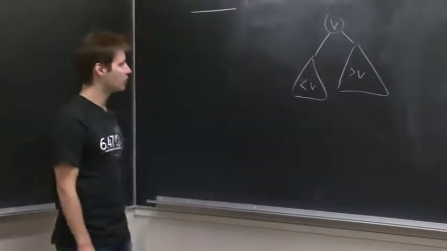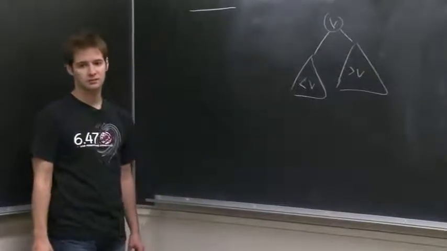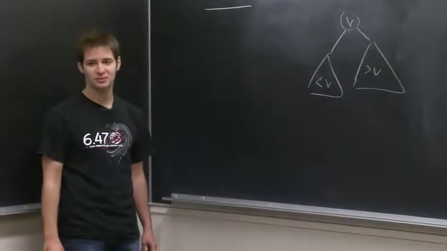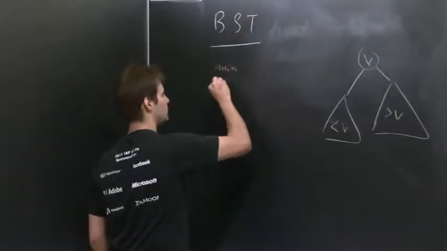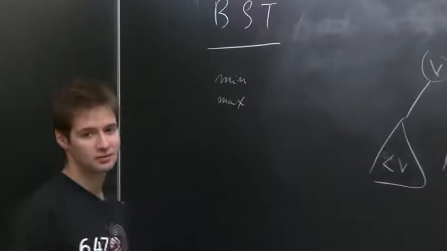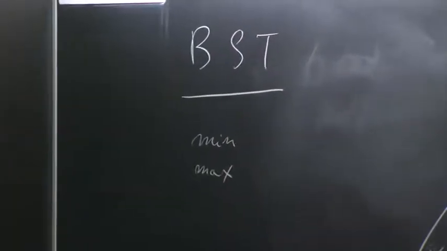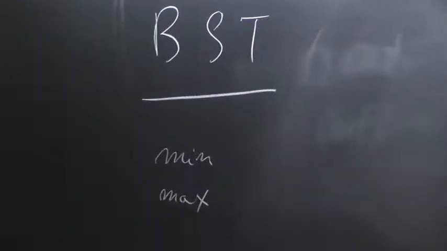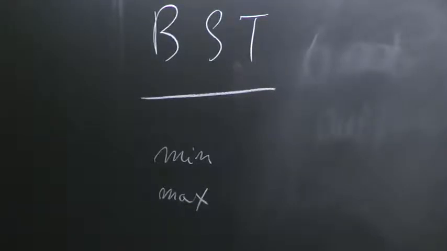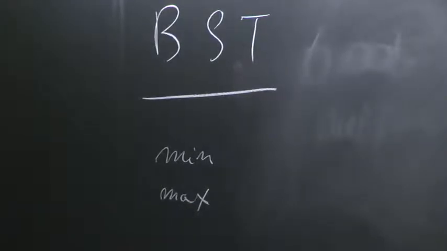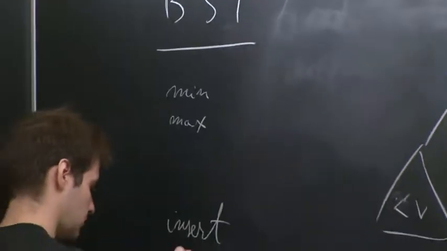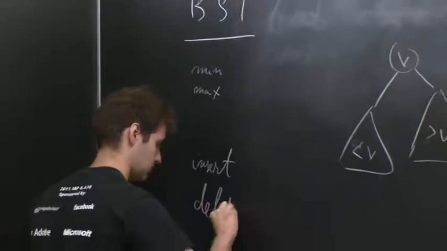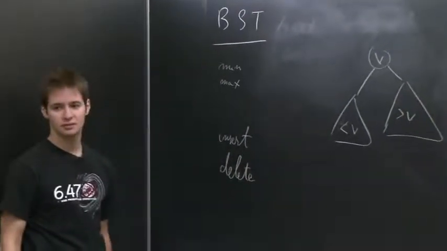Okay, so what do we know how to do on BSTs? What are the operations that we know? Minimum, maximum. Okay, min, max. Left, right, parent. Okay, so those are for the node. I want the queries and the updates for the BST type. Insert, delete. Okay. Insert, delete.